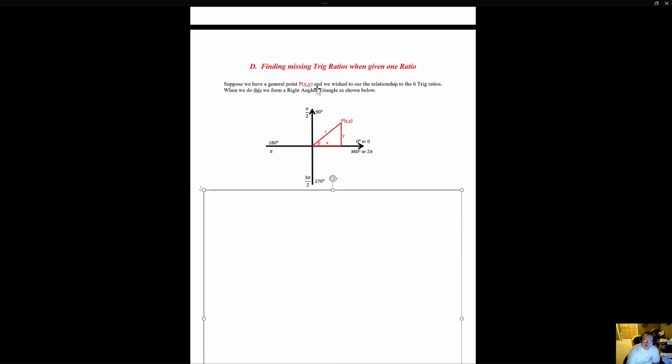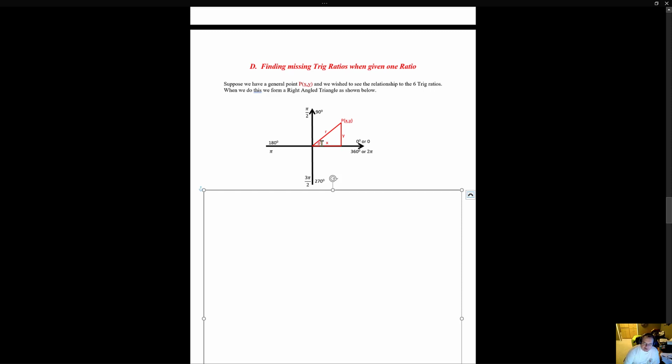So imagine that you had your usual axes, and I've put some reference angles on them, and you had a general point, we'll call it xy. And in this case it's in the first quadrant, but it doesn't need to be. But from its position you can see that this distance here is x, this vertical distance is y, and this distance, which essentially is hypotenuse, is r.